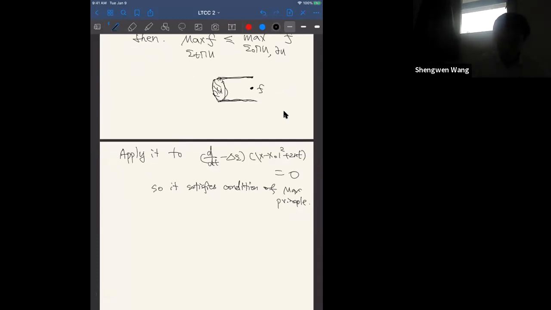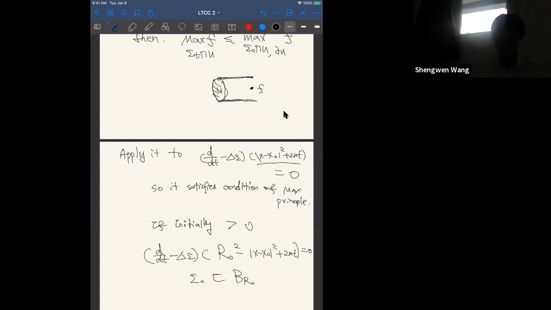And if it is initially greater than 0, that means the initial data is going to be contained in a ball, right? So you compute d/dt minus the Laplacian. The constant is not going to matter. So if this is initially greater than 0, that means sigma 0 is contained in the ball of radius R0.